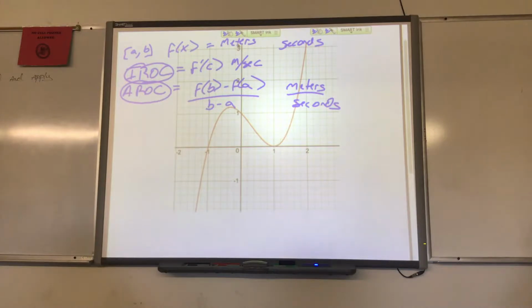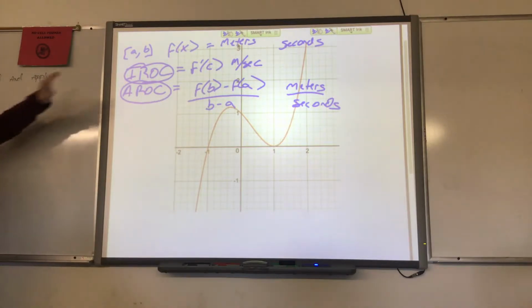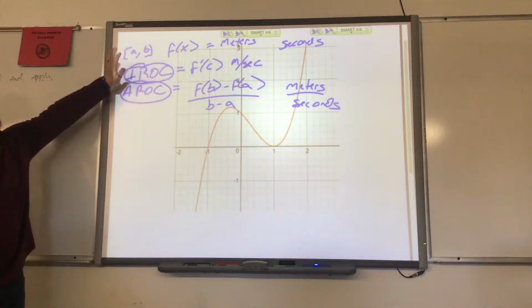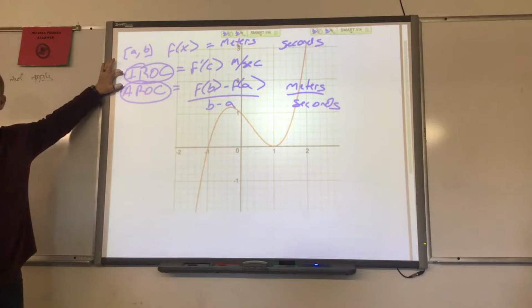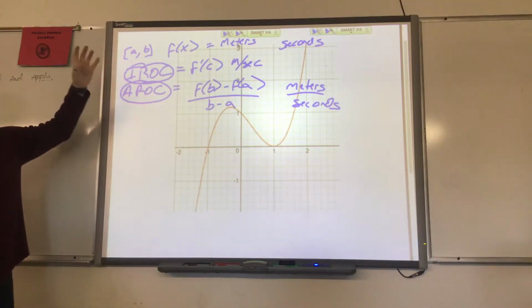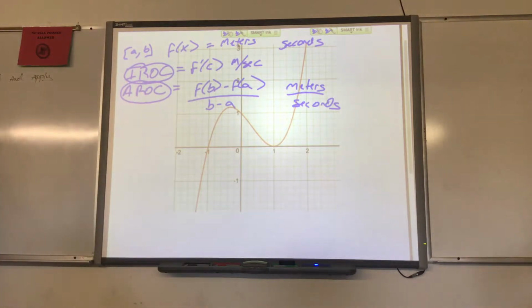MVT says that if I have an interval, some point on that interval, what do you think needs to be true about these two things? They're equal. They have to be the same. That's what MVT says. Okay, but there are some requirements, just like on IVT. Anybody remember what the requirements were for IVT? We must be continuous on the closed interval.